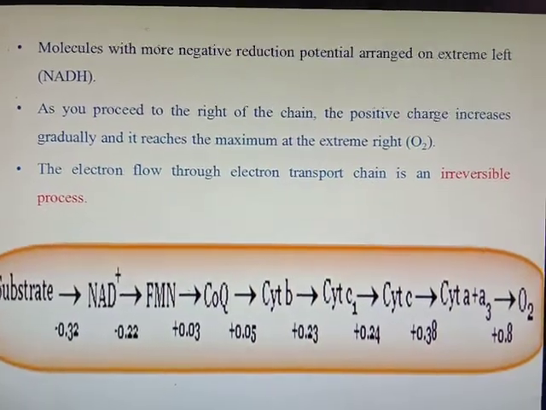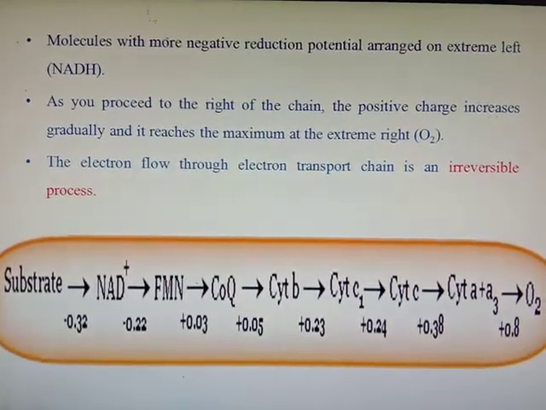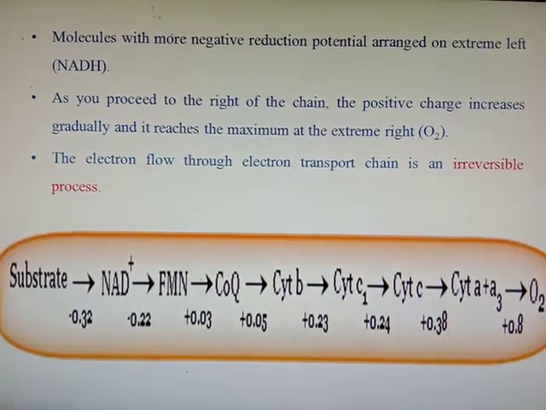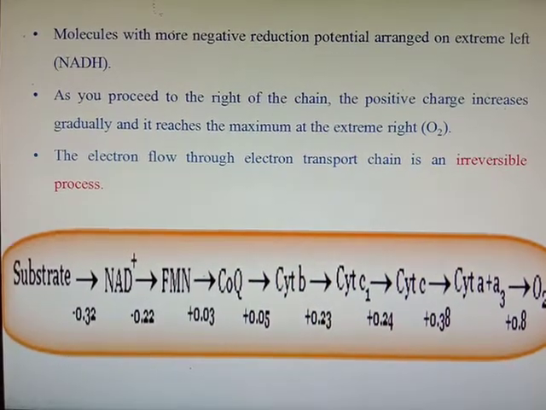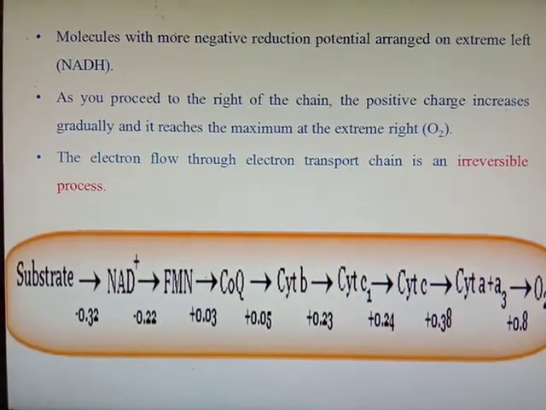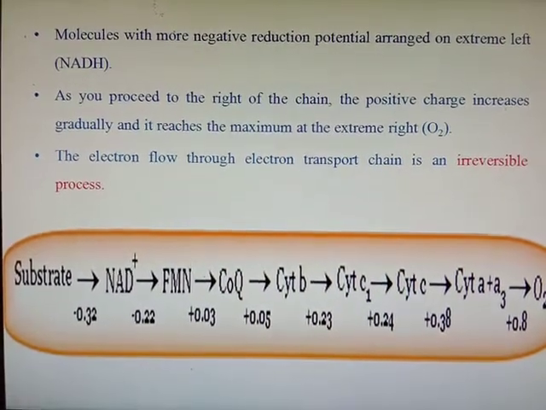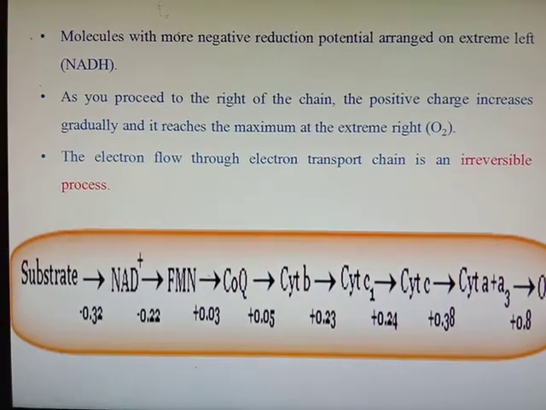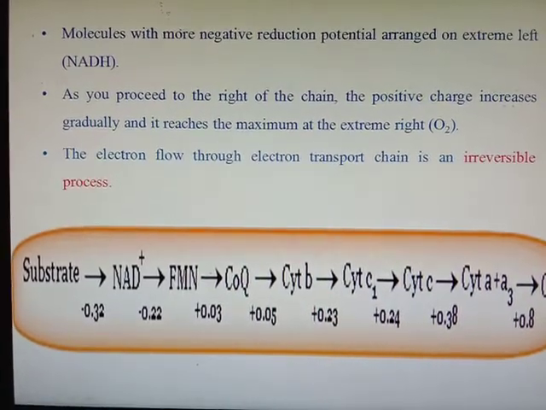The molecule with the most negative reduction potential will be arranged on the extreme left, for example NADH. As you proceed from left to right of the chain, the positive potential of the carrier protein gradually increases and reaches the maximum at the extreme right, for example oxygen, which is the final acceptor of hydrogen in the electron transport chain. The electron flow through the electron transport chain is an irreversible process.